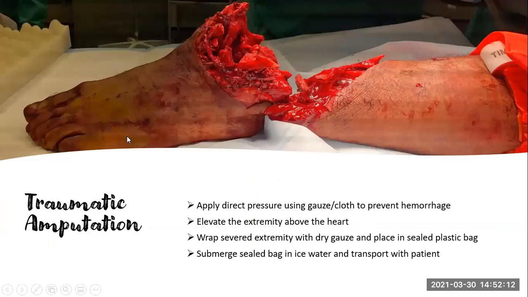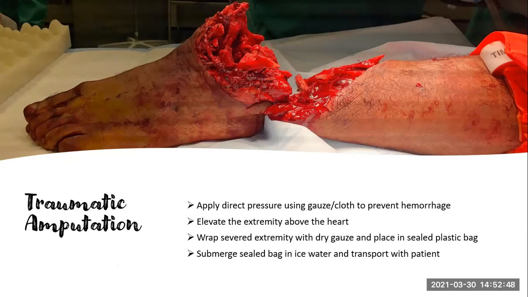Traumatic amputation, obviously this is different than the planned surgical amputation. We're talking about trauma that has now caused you to lose a finger, a hand, whatever. In the event of a traumatic amputation, you are going to apply gauze or cloth and apply pressure to prevent hemorrhage. Instruct the patient to elevate their extremity, obviously above the heart, to slow down the blood flow.